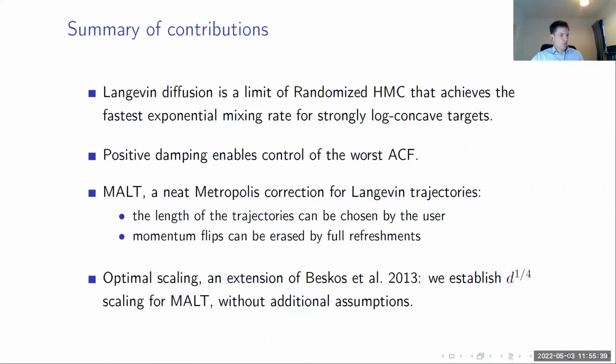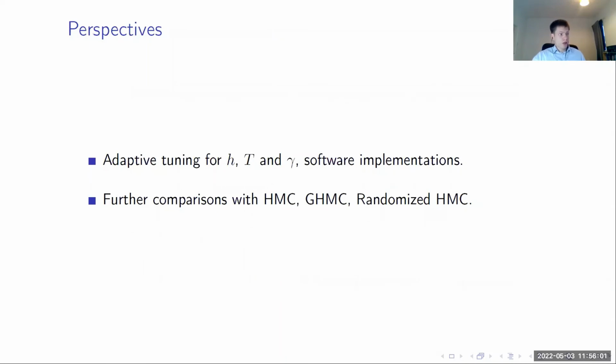We support this algorithm with scaling limits, and we show that the optimal choice of scaling for product forms actually connects to the results of Beskos and co-authors in 2013, and we recover the same dimension to the 1/4 scaling for MALT without additional assumption. And this is valid for any choice of friction. We have several perspectives that we are quite interested in. One of these is the question of tuning these parameters adaptively and being able to produce a software implementation that can be competitive with adaptive tuning solutions for HMC. And we are looking forward to doing some further comparisons between variations of HMC and MALT, of course, both from a theoretical and numerical viewpoint.